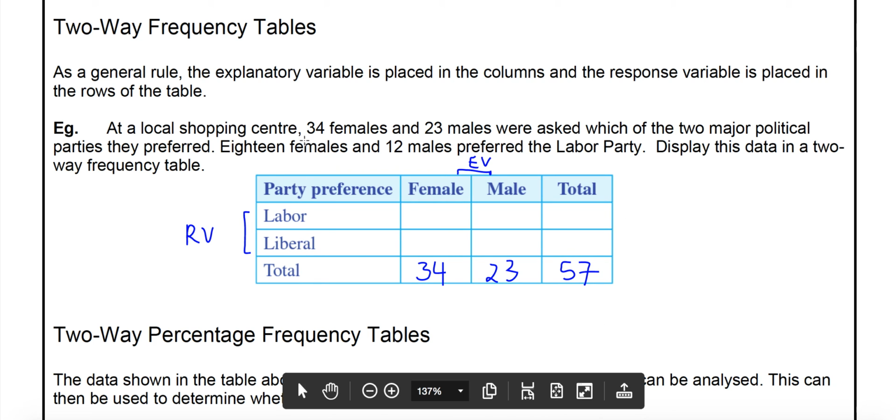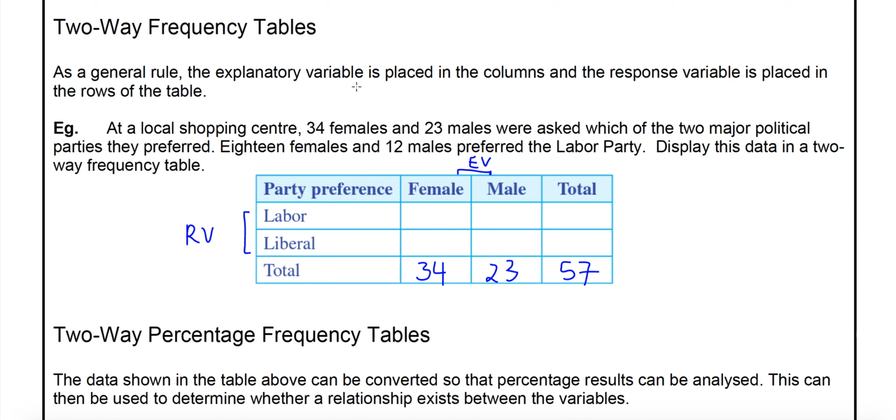Now, they were asked which of the two major political parties they preferred. So they'll have to say one or the other. So 18 females preferred Labor and 12 males. So we can total that up. You're going to total across the row here. We get 30.